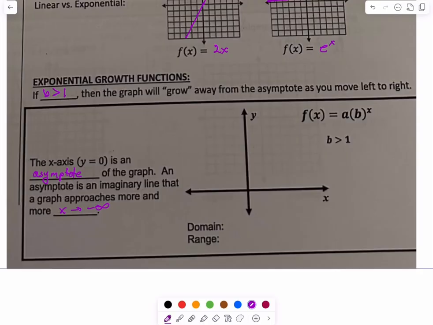Okay, but with these conditions where the base is larger than 1, exponential growth would be like this. You have your asymptote, that's your y equals 0. The domain of this guy is all reals, so the very left to the very right. The range is the very bottom to the very top. It gets really close to 0 and it goes up to positive infinity.